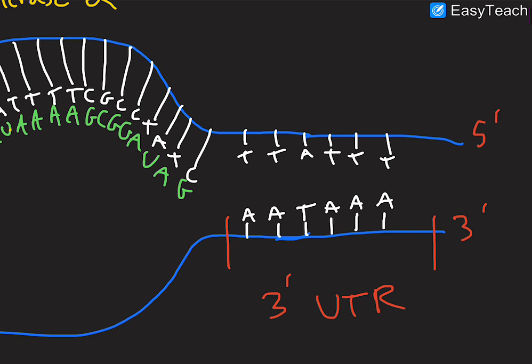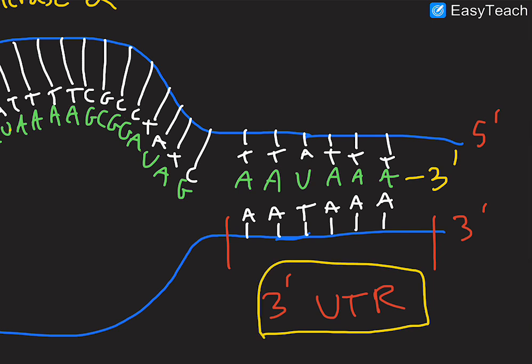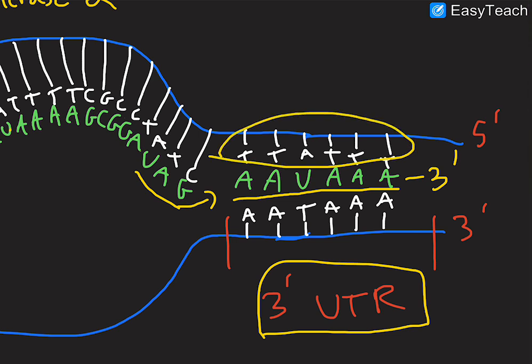If it keeps on going, it's going to transcribe this into A, U, A. So it actually ends around right here, because this is the 3' untranslated region. This won't go on to make protein because it's called the 3' untranslated region. It will not get translated. But you need RNA polymerase 2 to continue on. Even after the stop codon, it has to continue on and transcribe this sequence into this, because this right here is very important.